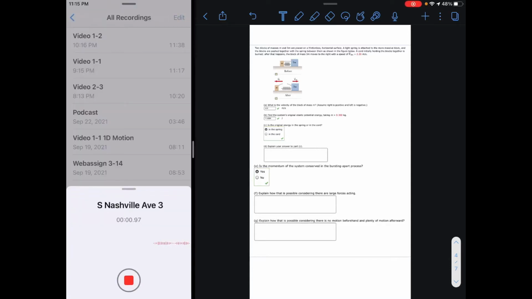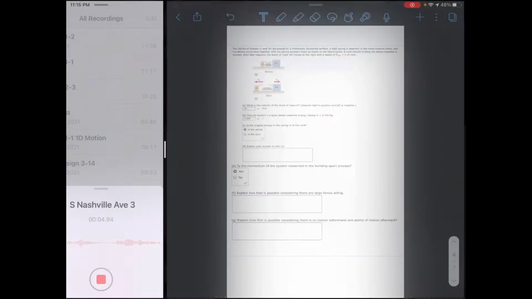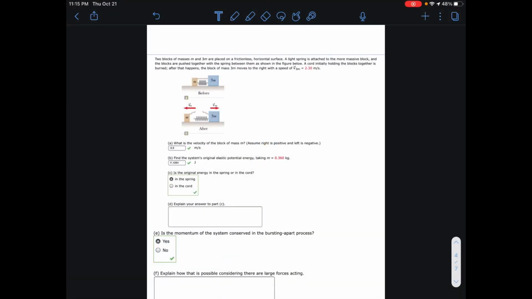Here we've got website 5, problem number 13. This problem is going to utilize momentum and conservation of energy.